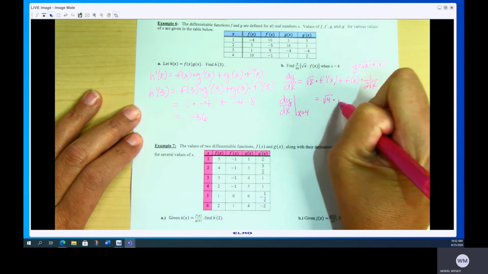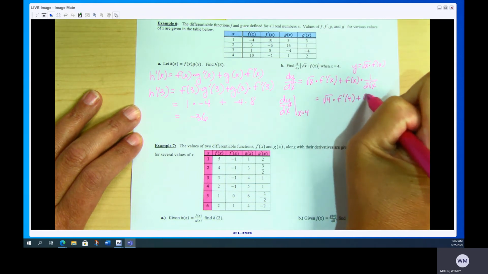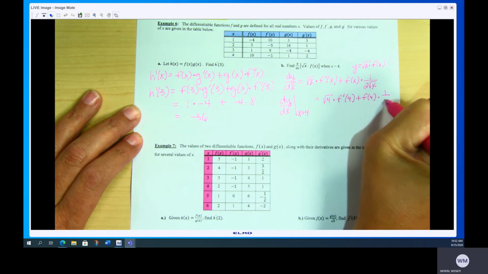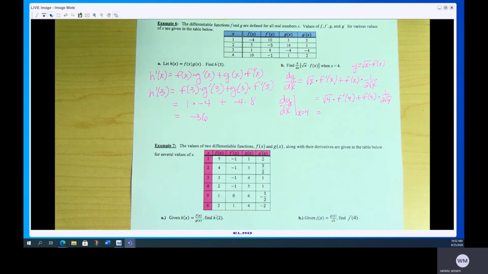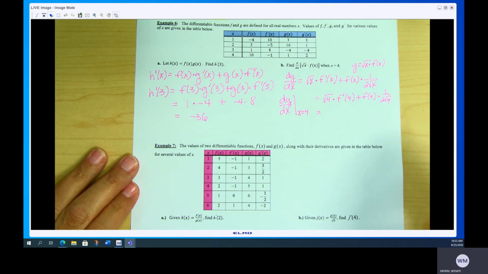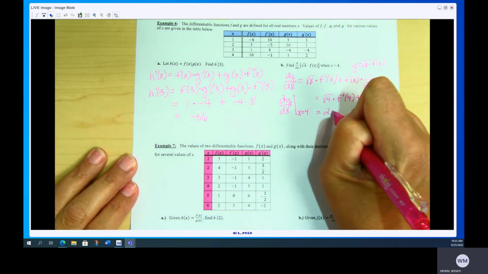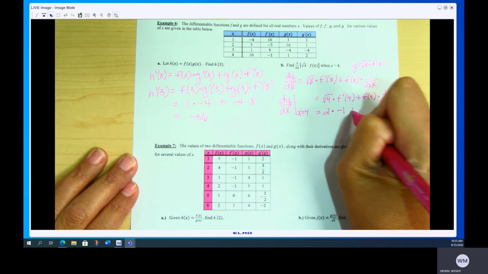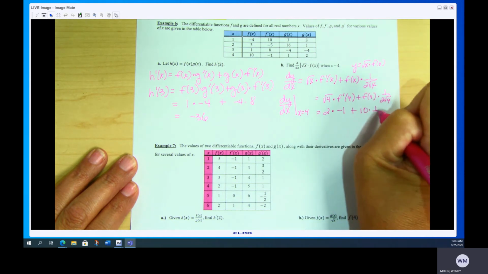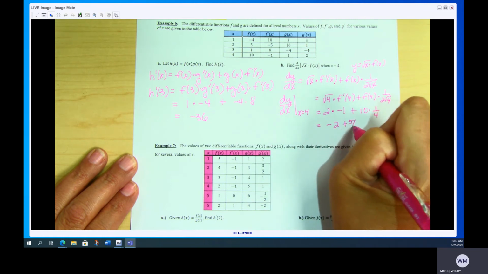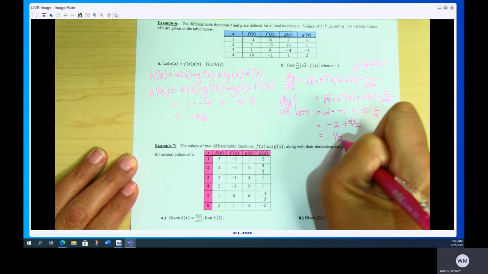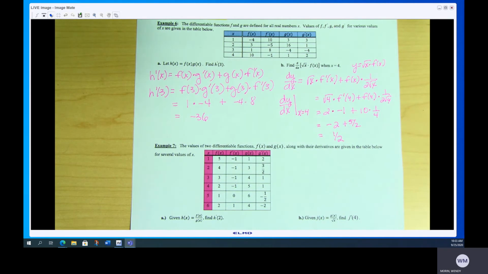The square root of 4 times f prime of 4 plus f of 4 times 1 over 2 square roots of 4. So go ahead and find those values and see what you get. Stop the video at any time to work it out. So these are the values you should come up with. That's a -2 plus 5/2, which is +1/2. Okay? Reading a table.